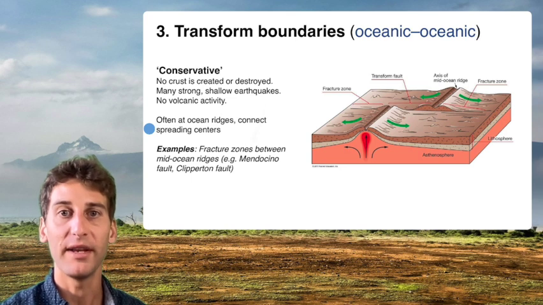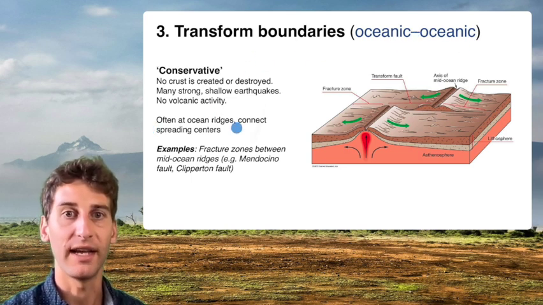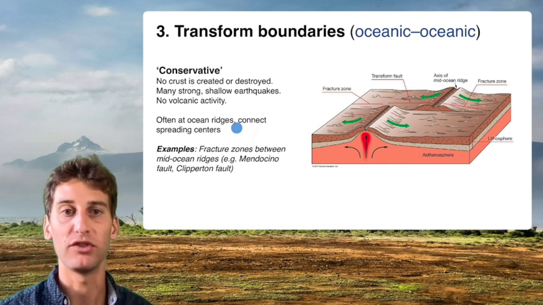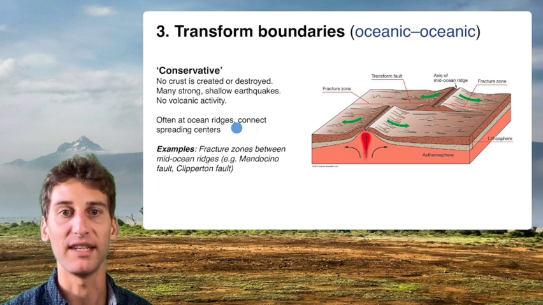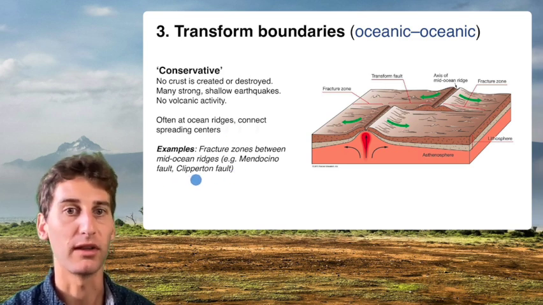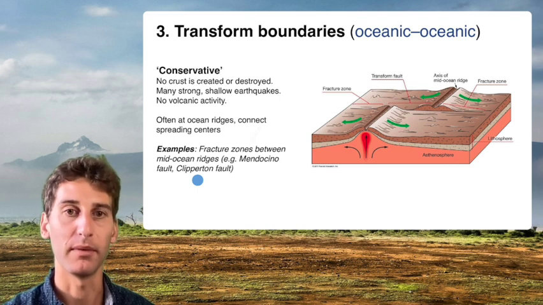These are often happening in the ocean at an oceanic transform boundary. These are often happening at ocean ridges and spreading centers. And this is what's generating these large fracture zones that can be seen on the bottom of the ocean floor. For example, the Mendocino Fault or the Clipperton Fault that runs basically from North America out into the center of the Pacific.